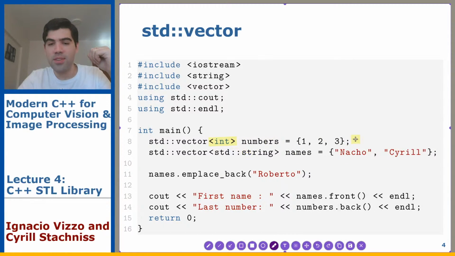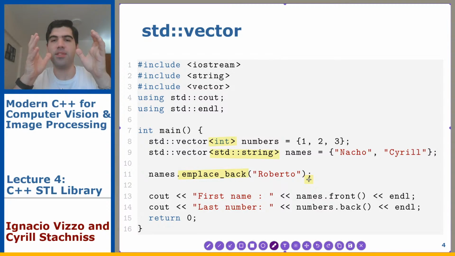But then in this case, you will have a container of size 3, and then it's the same with the names container, but you can actually increase the size of the container. So one way of doing this, of many out there, is using emplace_back. On this names array, you will emplace a new name that is called Roberto, and that's basically how you create a new element.